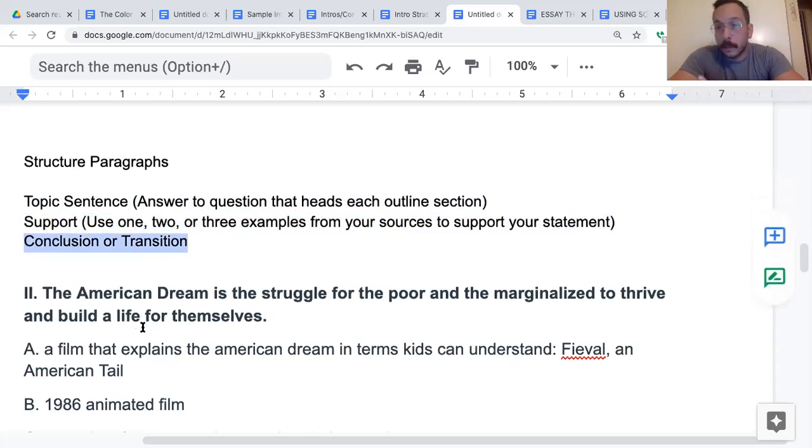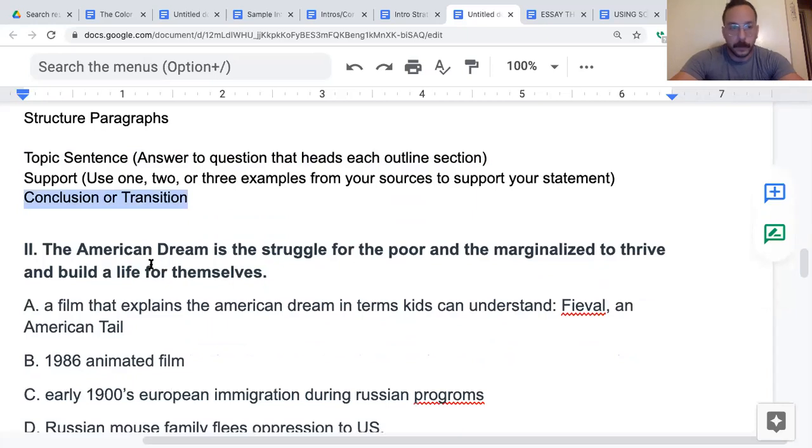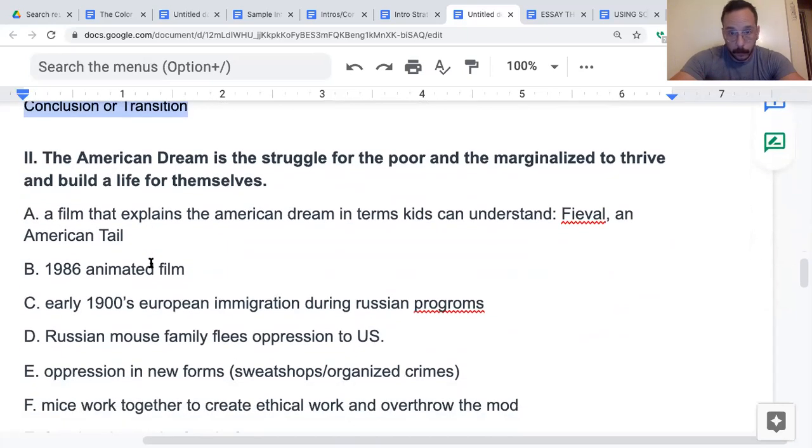So let's look at the 2 paragraphs I've already built into bullet-pointed outline paragraphs, for example. The American dream is the struggle for the poor. So this is my paragraph where I asked to define the American dream, to illustrate the American dream using a piece of media. And I have used Fievel, An American Tail, a classic 1986 animated film. You may or may not know it. So my response to the question, what is the American dream? And I say the American dream is the struggle for the poor and the marginalized to thrive and build a life for themselves. Now I need to prove that in my paragraph.